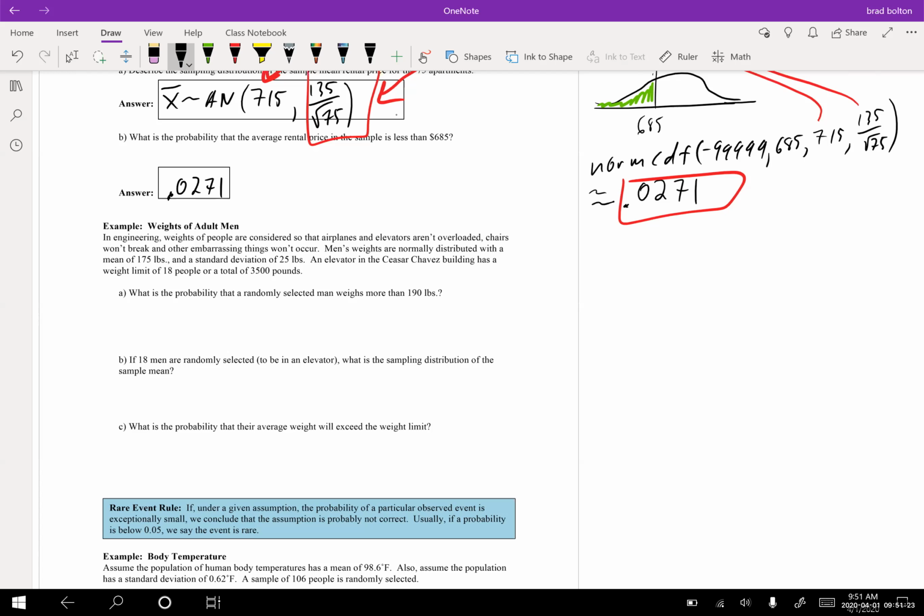So it says, in engineering, weights of people are considered so that the airplanes and the elevator aren't overloaded. Chairs won't break and other embarrassing things won't occur. Men's weights are normally distributed with a mean of 175 pounds and a standard deviation of 25. An elevator in the Cesar Chavez building has a weight limit of 18 people or a total of 3,500 pounds. What is the probability that a randomly selected man weighs more than 190 pounds? Okay, so let's see here. We're going to do randomly selected man, probability that X is more than 190. We know that's just normal CDF. We don't even have to do anything special. 190, because it's just one individual.